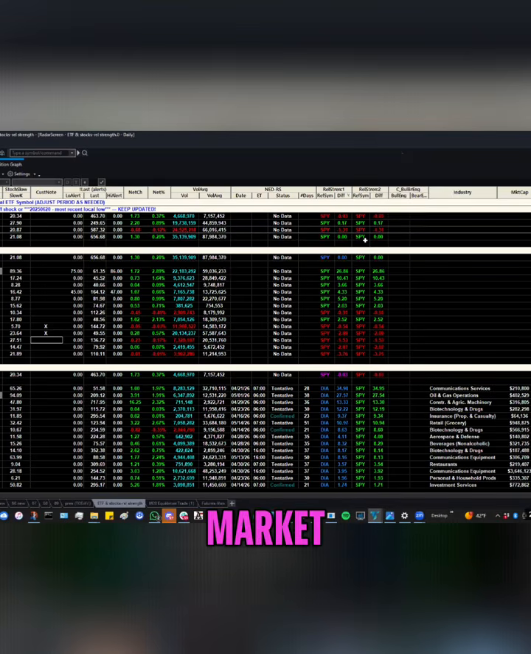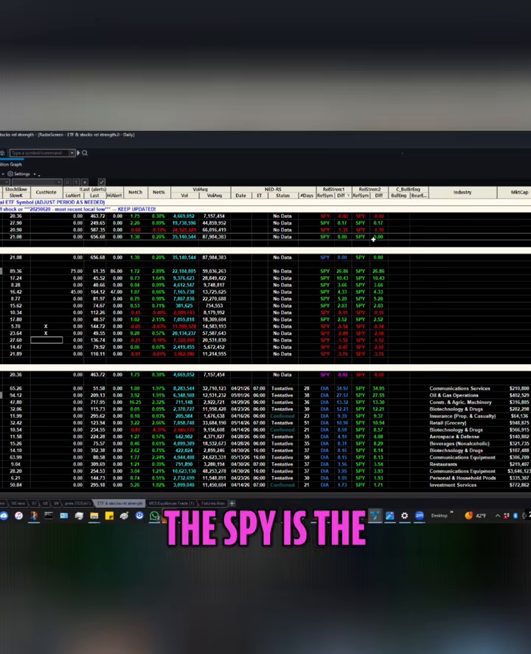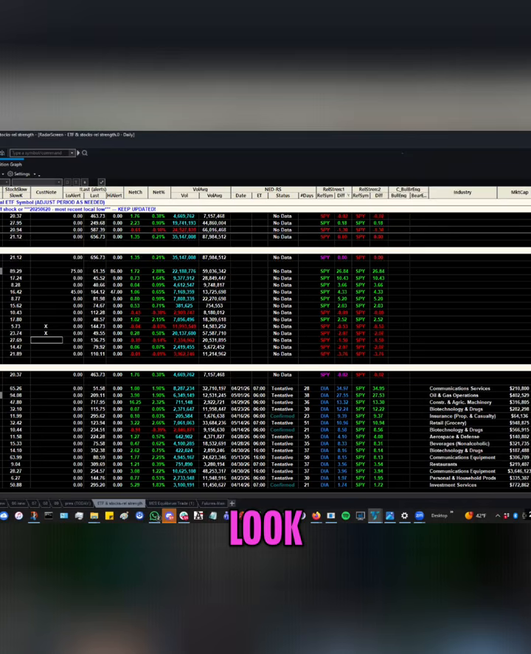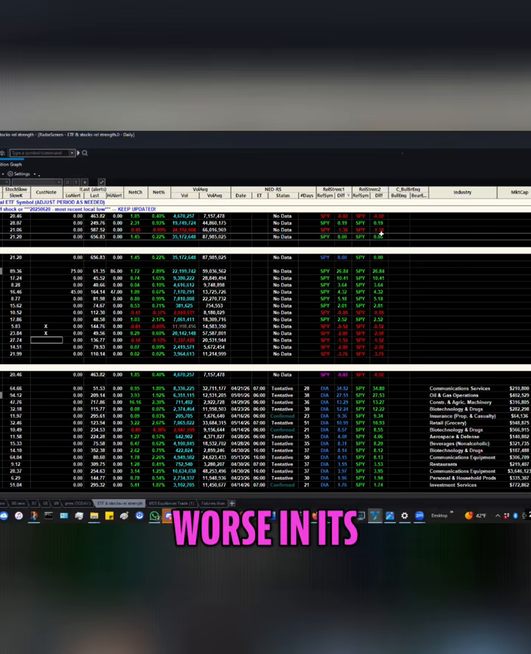Okay, so the broad market, if we look at the SPY is the thing we're comparing it to. So obviously that's a zero. Okay, but if we look at the Qs, which is the Nasdaq, you can see it says minus 1.3. That means that the Nasdaq is 1.3% weaker in its performance versus the SPY.